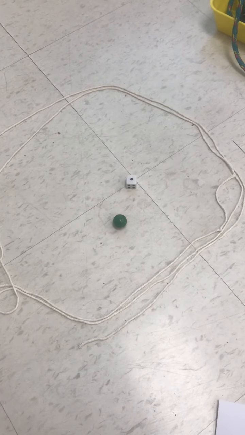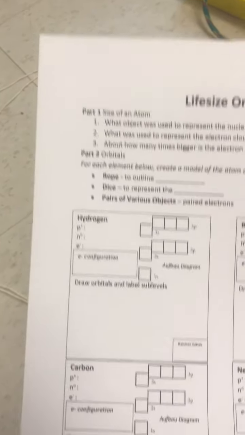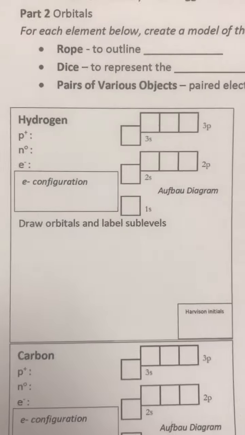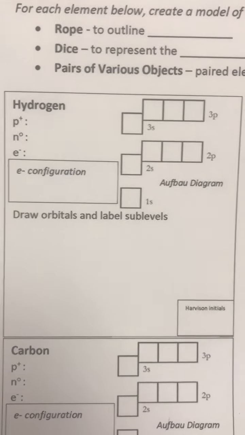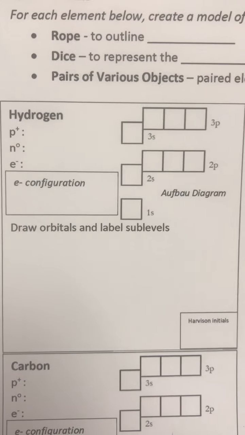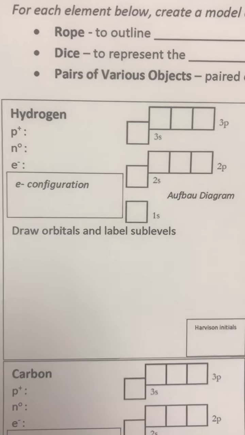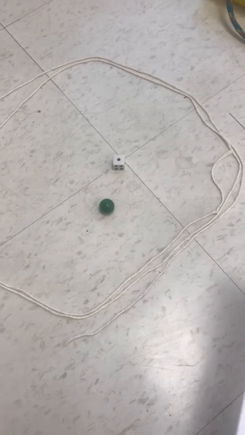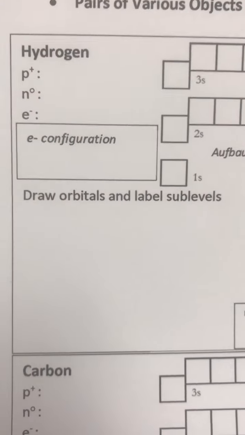And what you should do is fill in the hydrogen square here with the number of protons, neutrons, and electrons. Then complete your orbital diagram and your electron configuration. And finally, draw a little picture of these orbitals and label it.